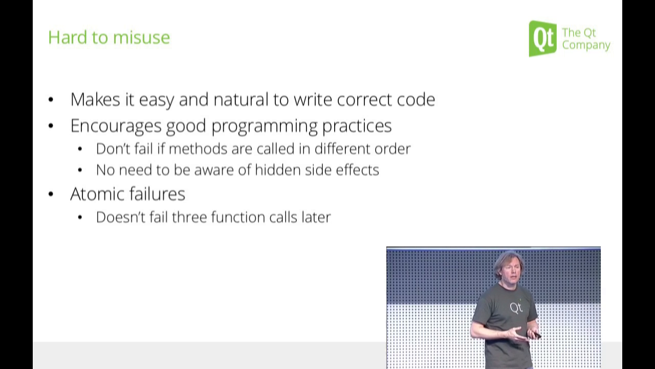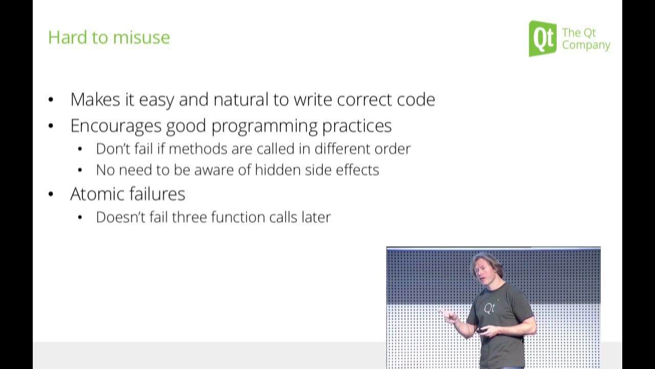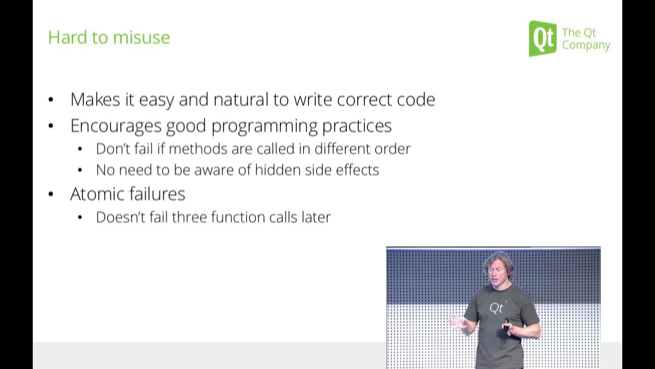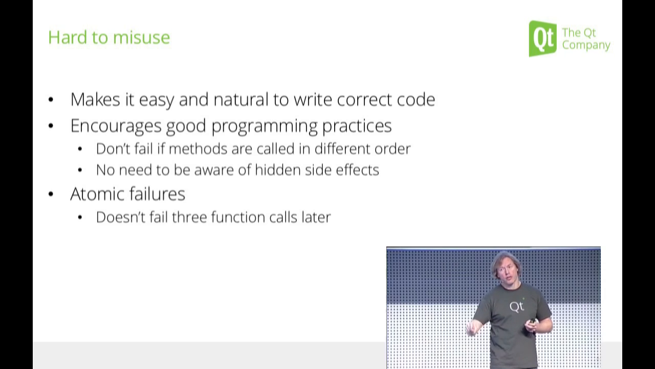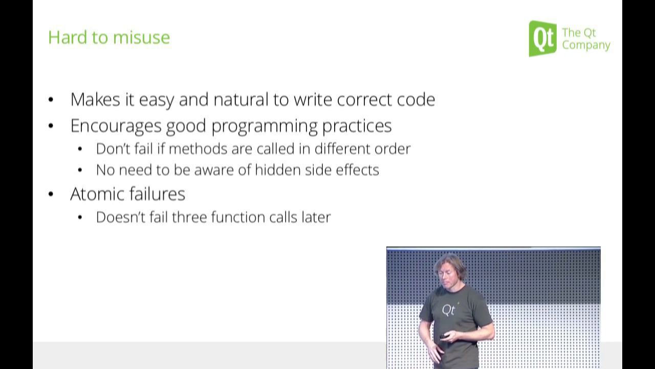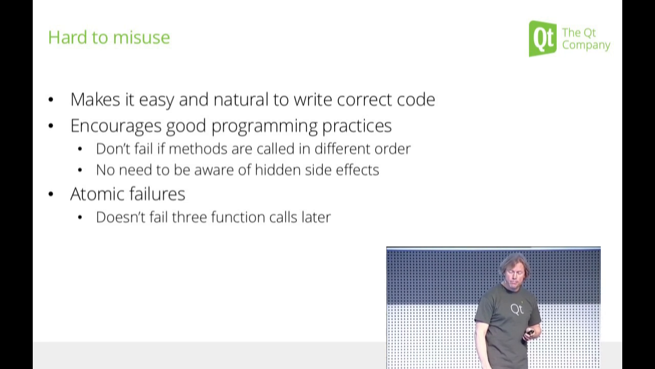Another thing is that failures should be atomic. If I call a function with invalid input in some way or another, I should be notified of that immediately, and not 3 function calls later when I try to do something with that class again. Because then it's very hard to find out where the failure actually came from.